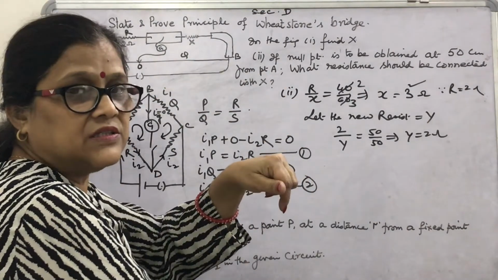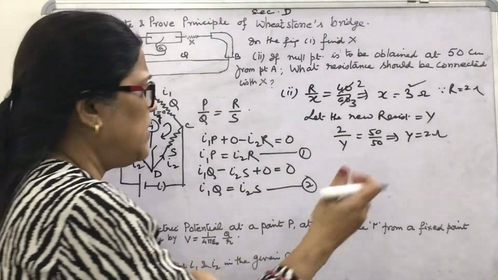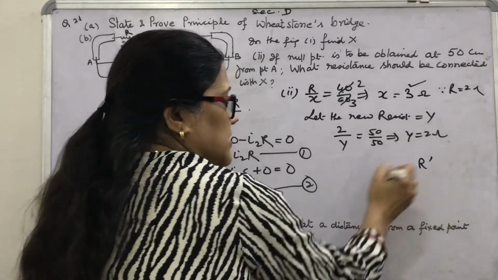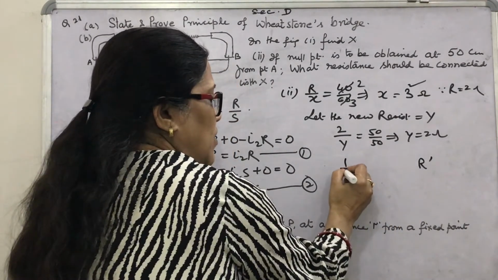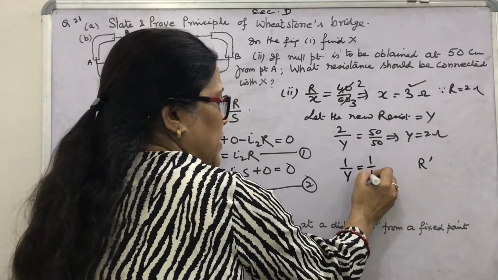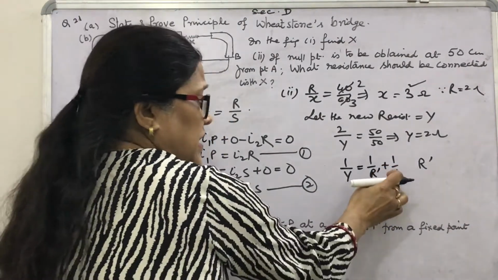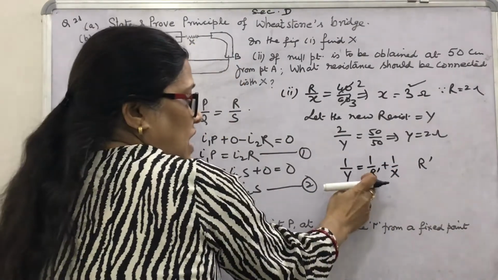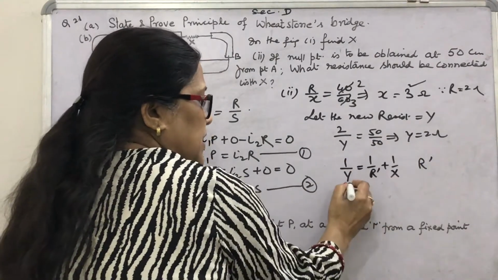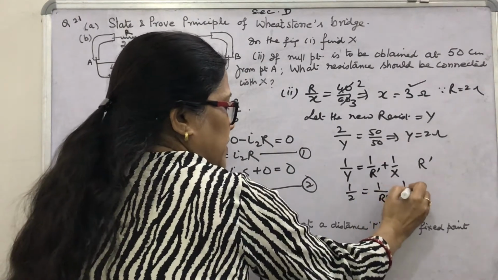resistance value decreases. Let that value be R, or any other value. You can suppose that value is R dash. Then use the parallel law: 1 upon Y, the net resistance, will be equal to 1 upon R dash plus 1 upon X. In X, if you connect R dash in parallel, you will get Y. What is Y? 2. Put here 1 by 2 equal to 1 by R dash plus 1 by 3.